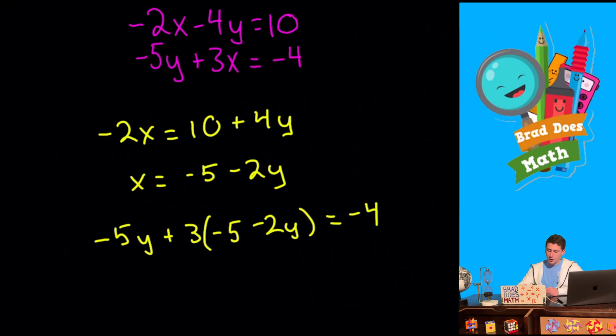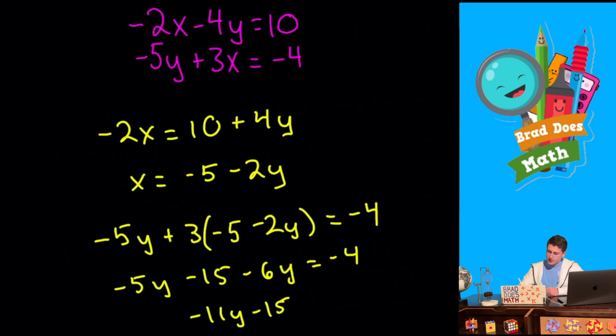And just like before, I can distribute and combine like terms once I'm done this. So that gets me negative 11y minus 15 equals negative 4. Add 15 to both sides. Negative 4 plus 15 is positive 11. Negative 11y equals positive 11. So y equals negative 1.